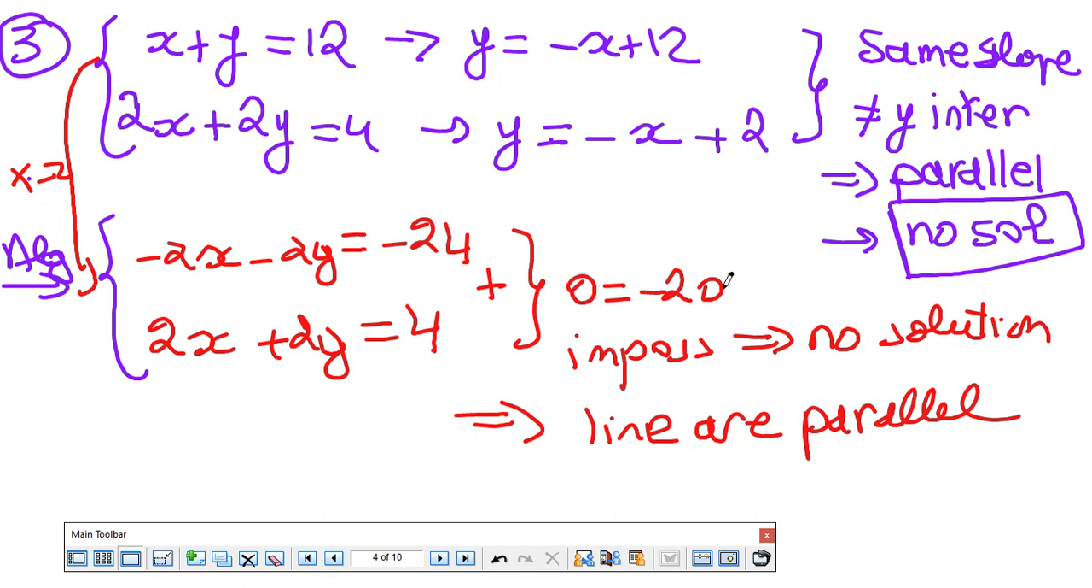will get 0 equal -20. Is it a true result? It's wrong. It's not a true result. What does it mean? So it's impossible. I have no solution. It means the lines don't intersect because the lines are parallel.